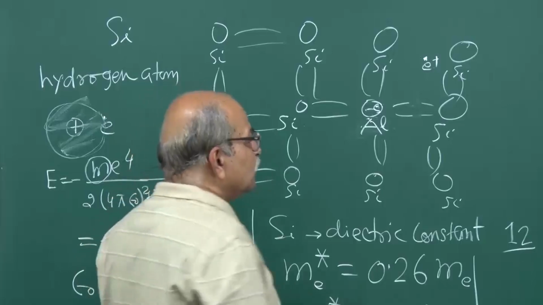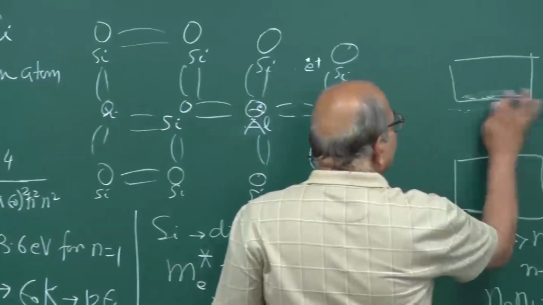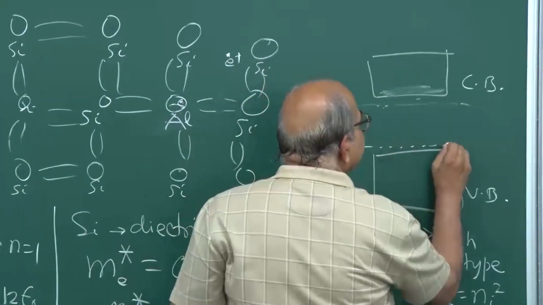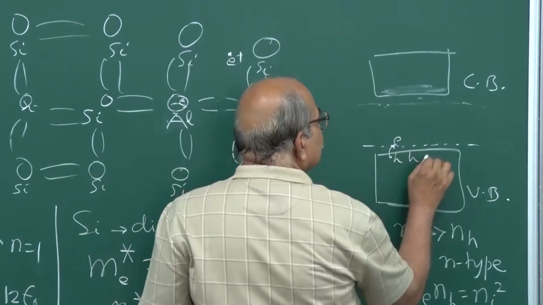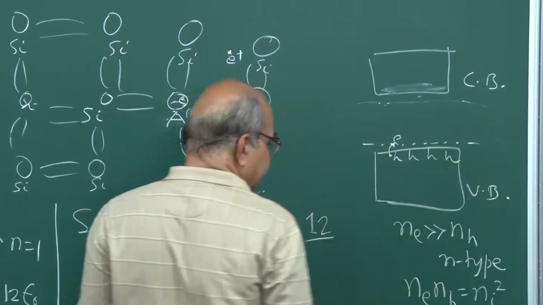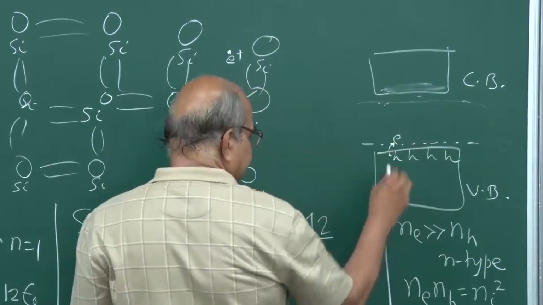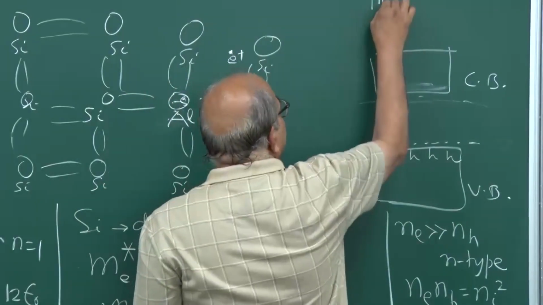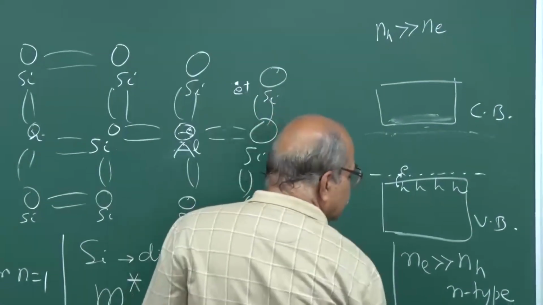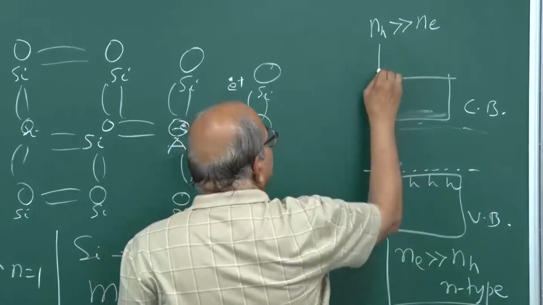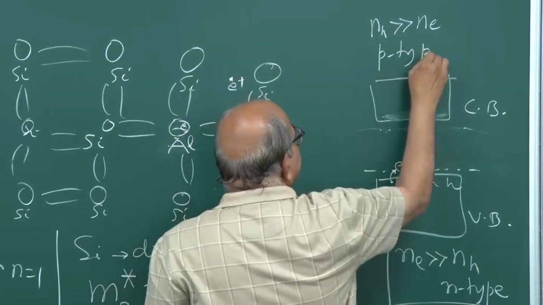So if you do this, then the energies are created here, and these can jump here, creating the holes. And in this case you will have NH, which is much greater than Ne. This relation still holds, and this is your P-type semiconductor.